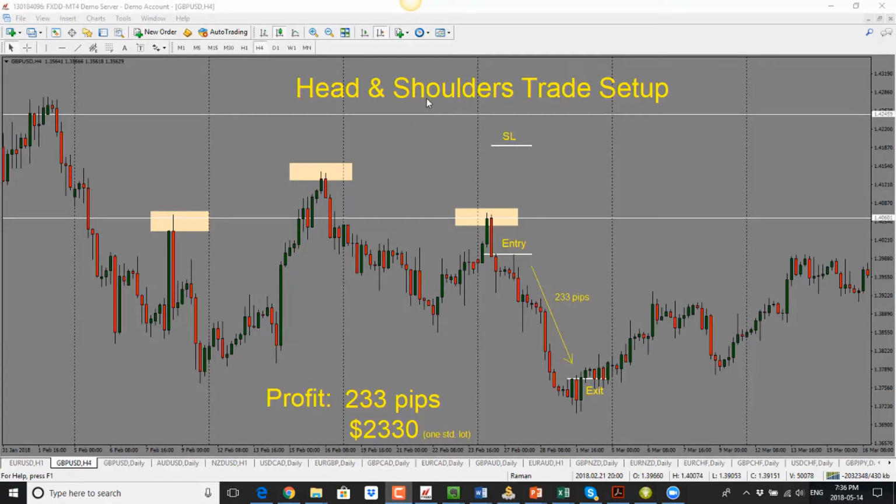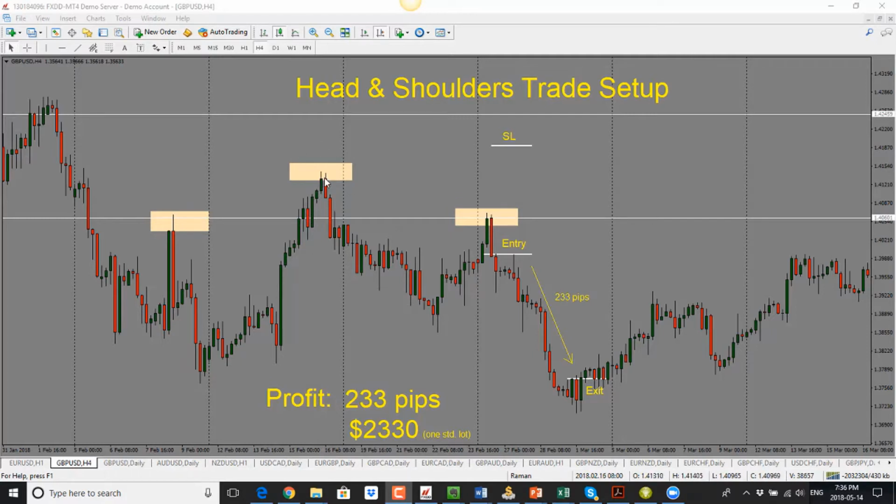Here we're looking at head and shoulders trade setup. This is pound US dollar 4-hour chart. A head and shoulders trade setup has three important points that we are looking at. First one is the head in the middle. So in this case, what we see is price pushed into a support resistance area, dropped from there, goes and tries to break through that level once again and goes higher.